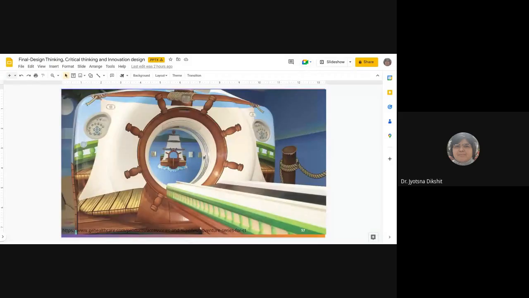Wonderful. And what about this? Any idea after looking at this image? Any vague idea which might be quite different from what you see? It's a CT scanner, kind of a CT scan. Yeah, it is a CT scanner.